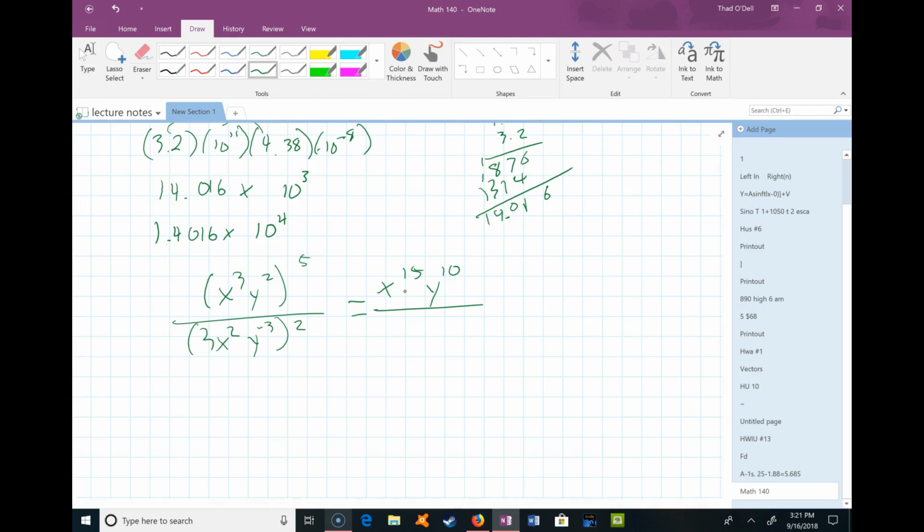Okay, same thing's down here. This is going to be 3 squared, which is 9. That's going to be x squared squared, which would be x to the 4th. And that's going to be y to the negative 3 squared, which would be y to the negative 6.